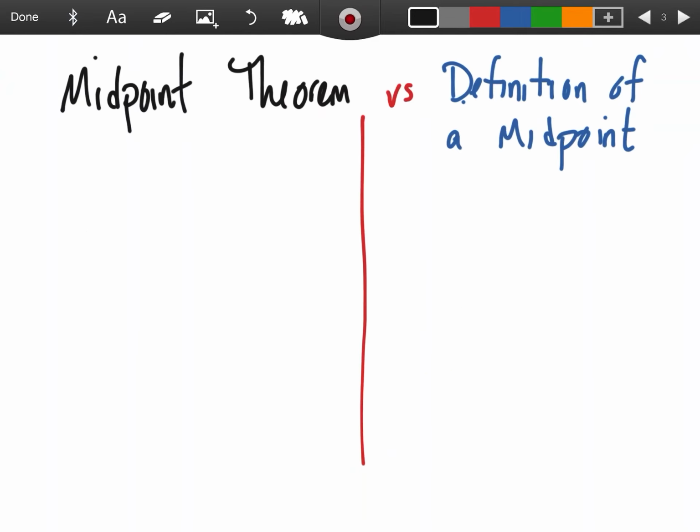All right, so let's quickly discuss the difference between the midpoint theorem and the definition of a midpoint. The midpoint theorem says that each piece is half of the whole.